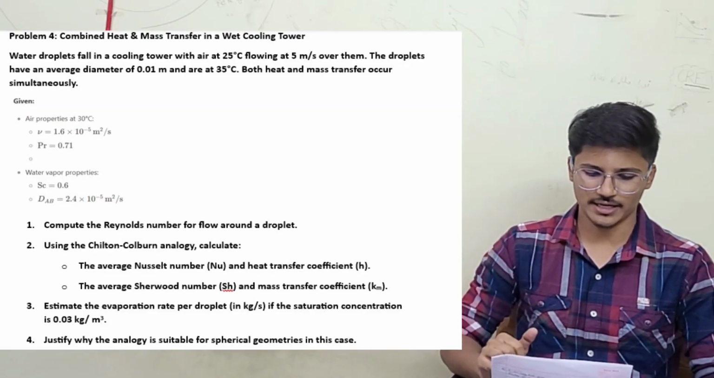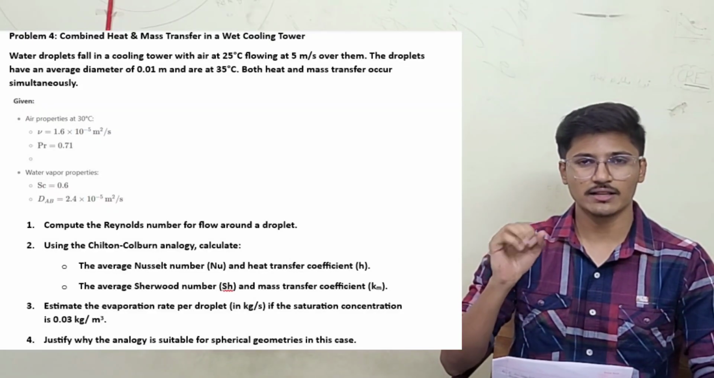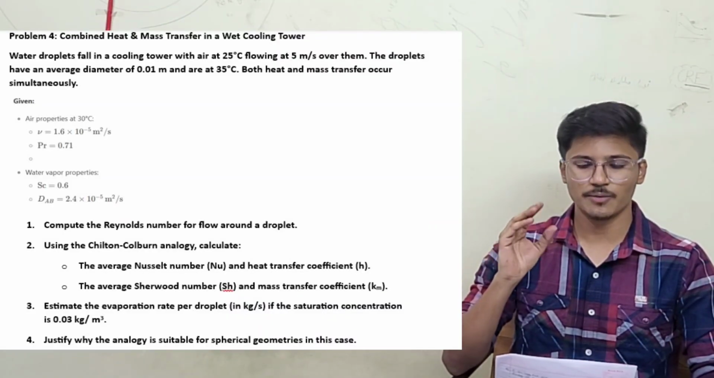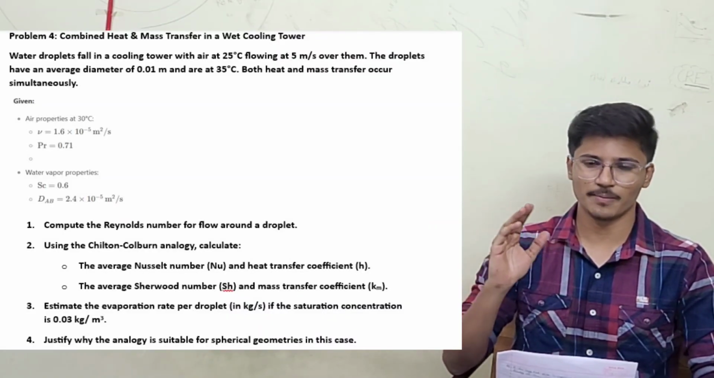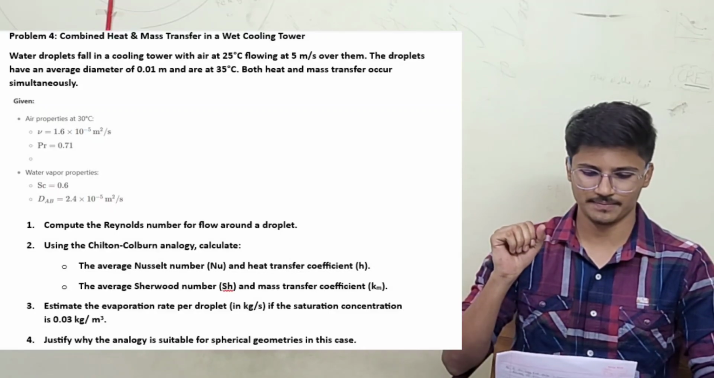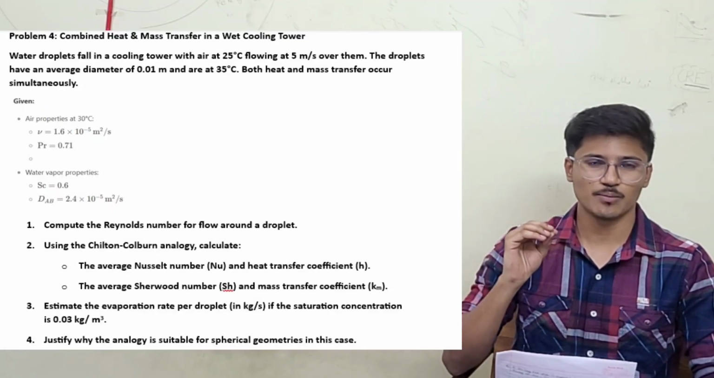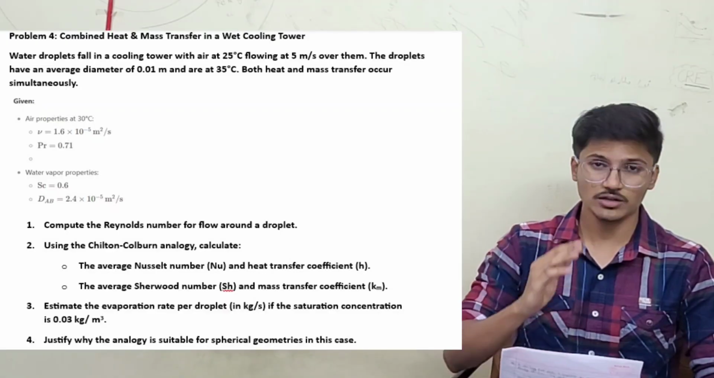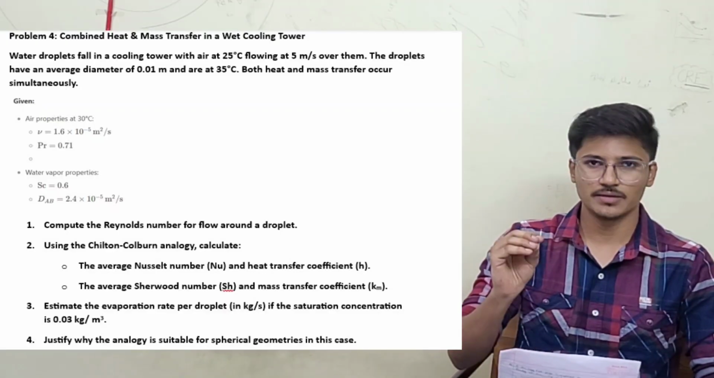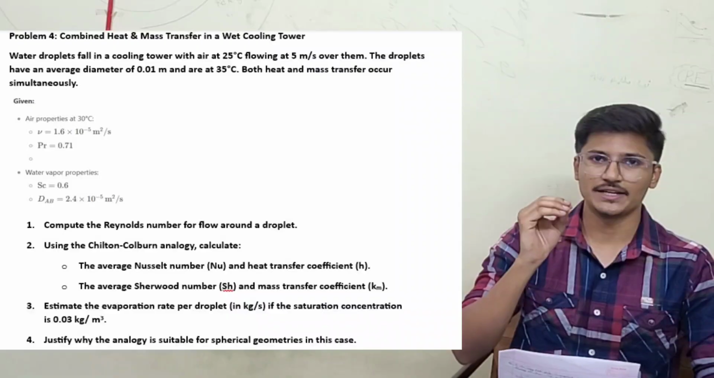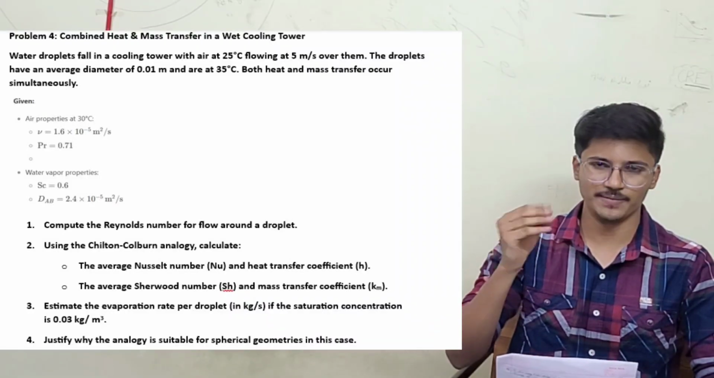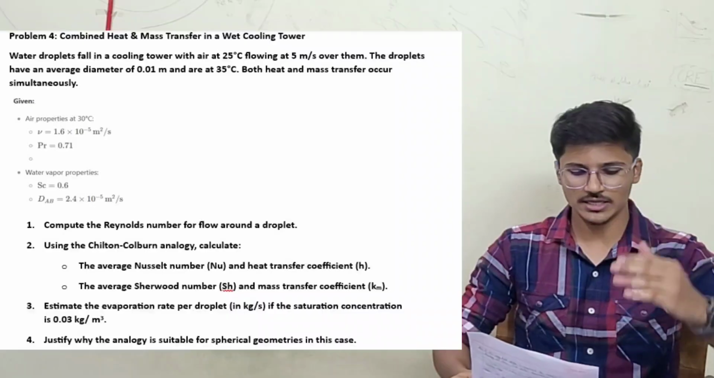So what are the given data? Air properties are given at 30 degrees centigrade, which are viscosity. Viscosity is given to be 1.6 into 10 to the power minus 5 meter square per second. Prandtl number is given as 0.71. Also, we have water properties, water vapor properties. Schmidt number is given as 0.6 and diffusivity is given to be 2.4 into 10 to the power minus 5 meter square per second. So these are the given data.